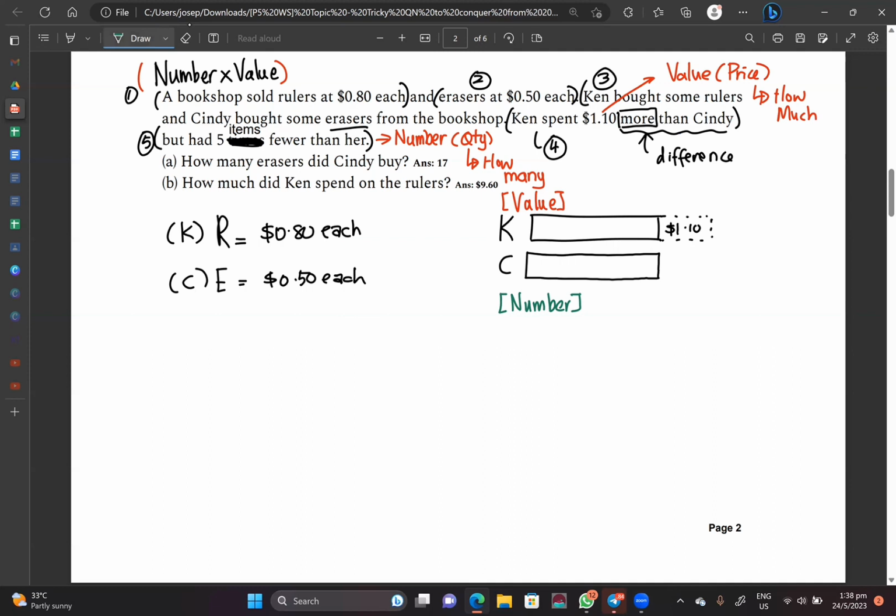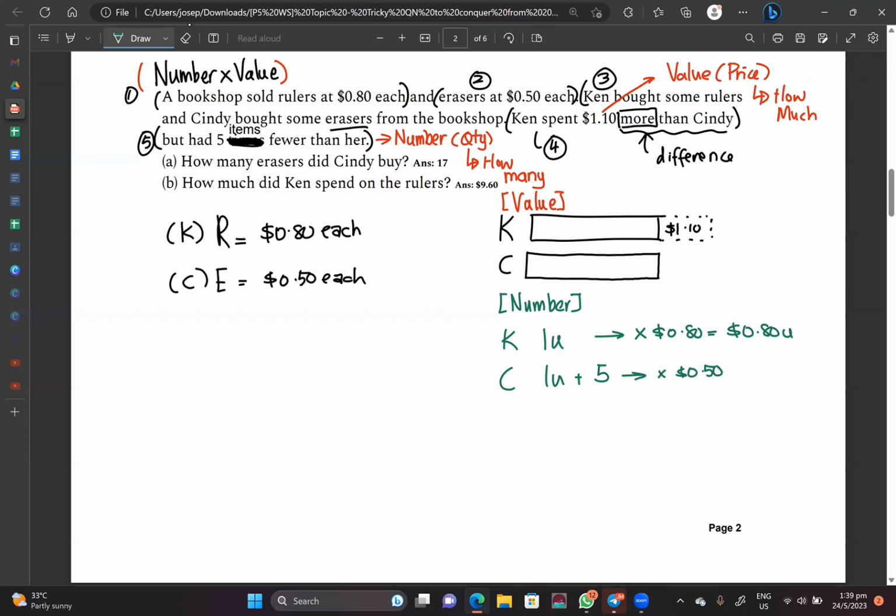Since I know that Ken actually had 5 items fewer than her, as in Cindy, we know that Ken is actually 1 unit, and Cindy is 1 unit plus 5. So Cindy has purchased more erasers than Ken. Ken purchased just rulers. Now if I know that the rulers are 80 cents each, I can simply times 80 cents, and we get 80 cents units. And for Cindy, we can also times 50 cents.